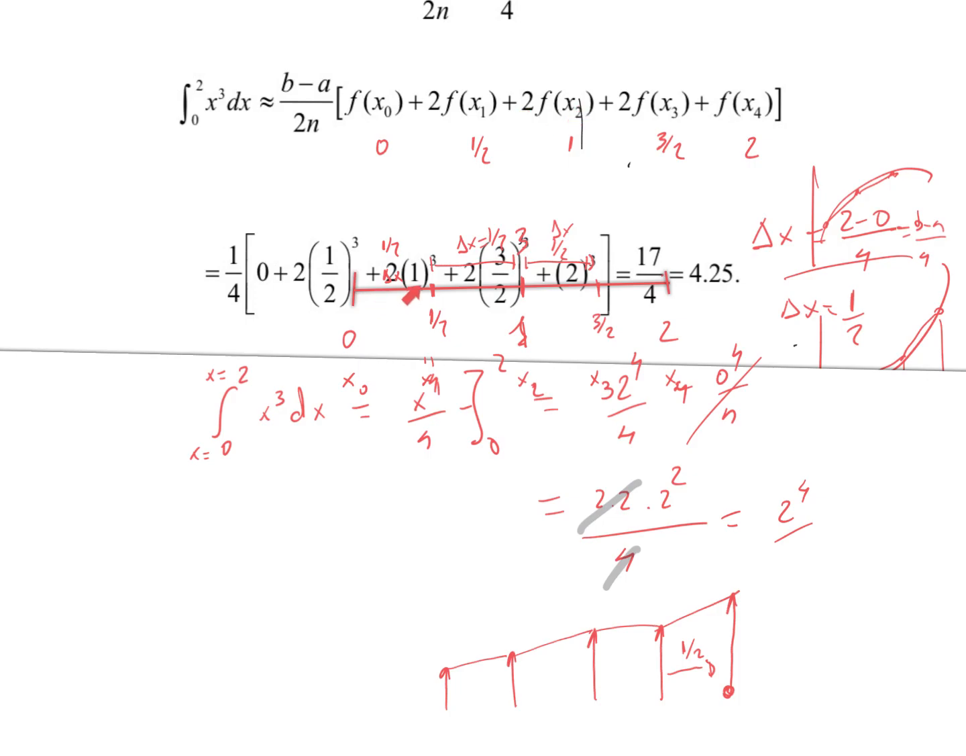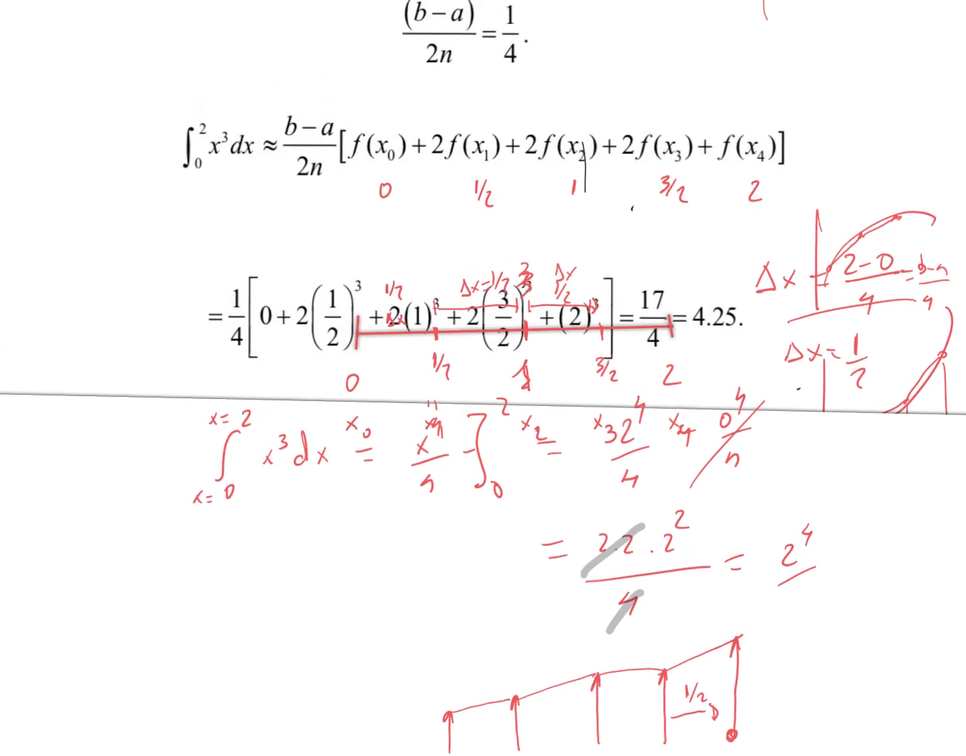Plus 2 times f of x3, where the point x3 is 3/2, so (3/2) cubed. Plus f of x4, where the point x4 is 2, and 2 raised to the power 3 is 8. And if you make the sum, it will be 4.25. This is the approximate area using the trapezoidal rule.